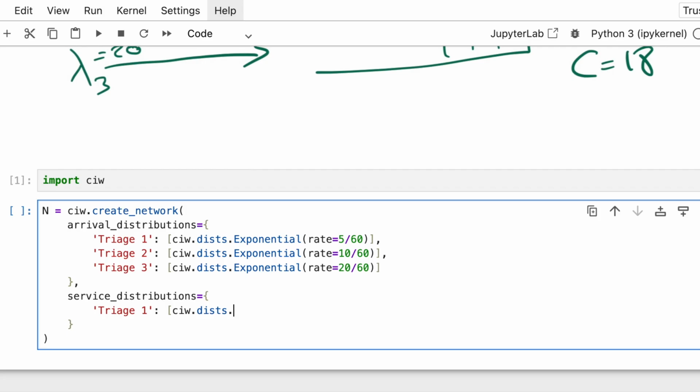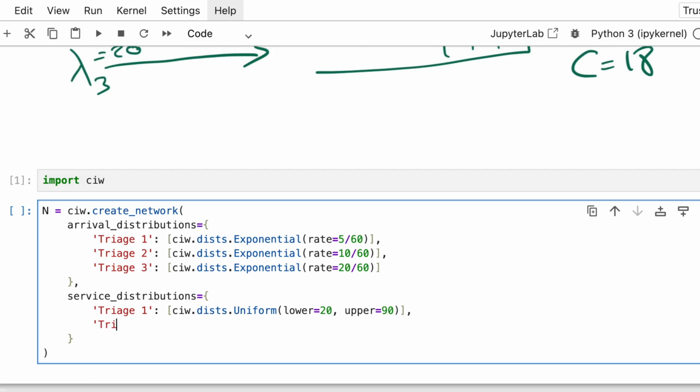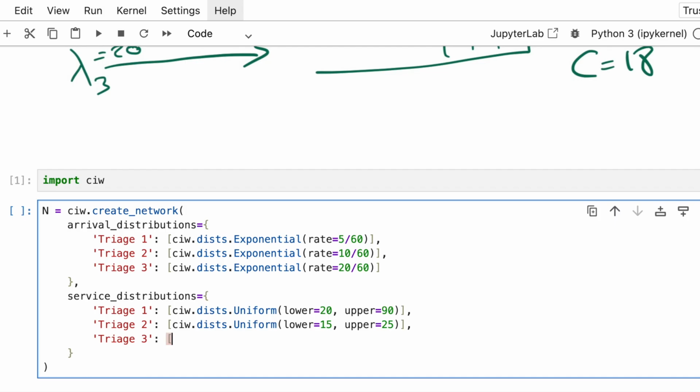Customers of triage category 1 have service time uniformly distributed between 20 and 90 minutes. Customers of triage category 2 have service time uniformly distributed between 15 and 25 minutes. And customers of triage category 3 have fixed length service times, that is a deterministic service distribution with value 15.